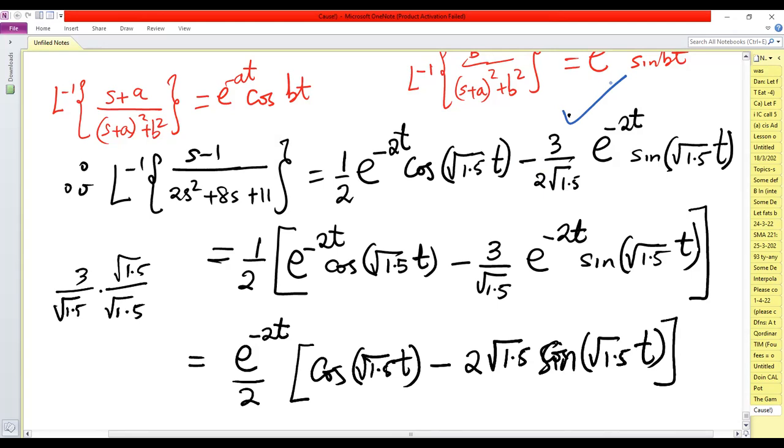So the key thing was to rewrite the denominator in standard form using the completing the square method and play with the expression you have so that it conforms to the standard Laplace transforms which are known, and you get the answer. Thank you.